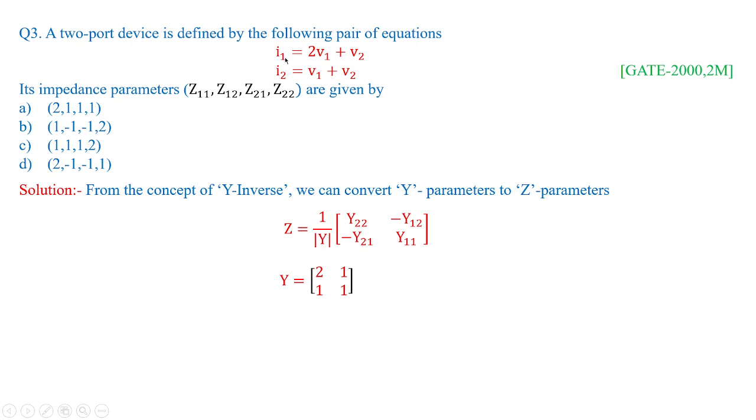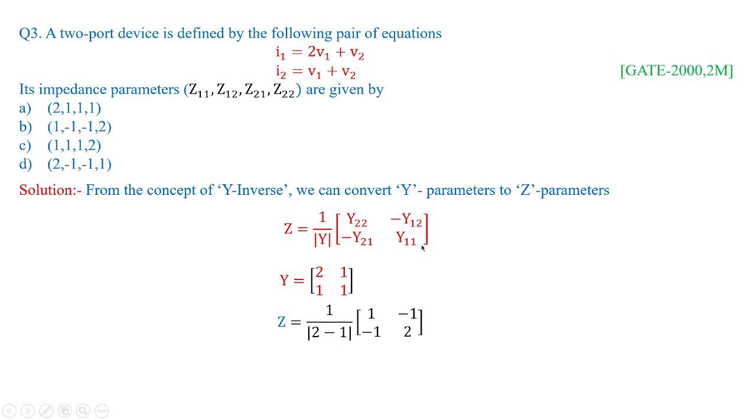you can see it is in the form of admittance parameters. So Y equal to [2, 1; 1, 1]. So this is actually the Y parameters from the given two-port device. Now Z can be obtained by taking the inverse of this Y. So 1 by (2 minus 1), here it is 2 and this is 1. So 2 minus 1, that is the determinant of this Y.